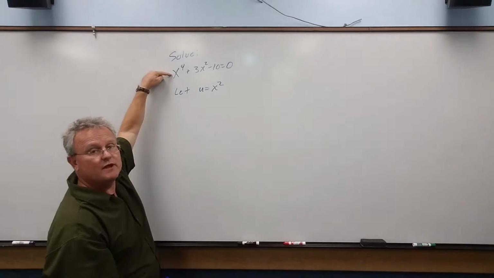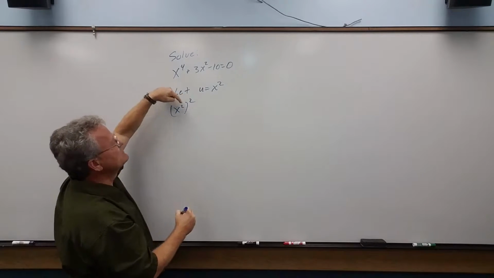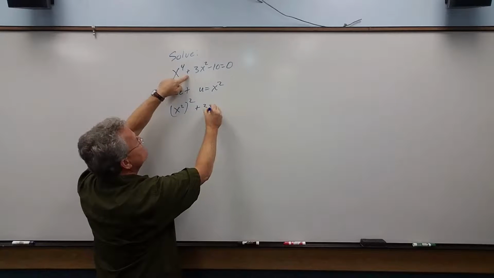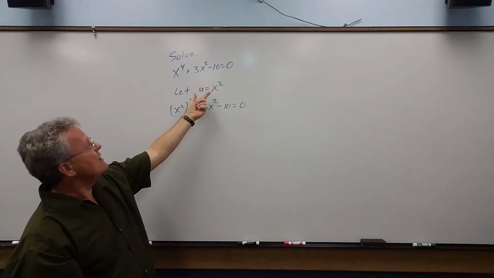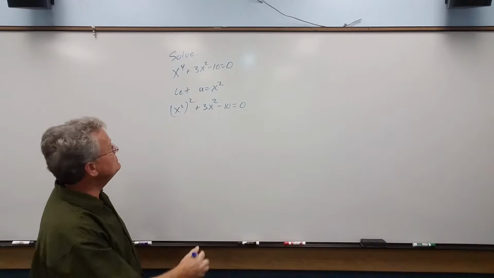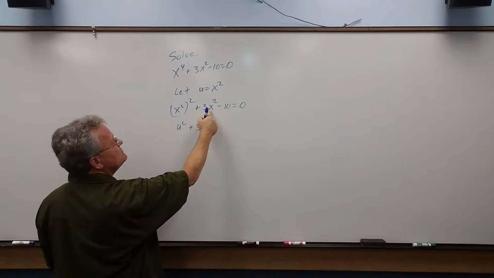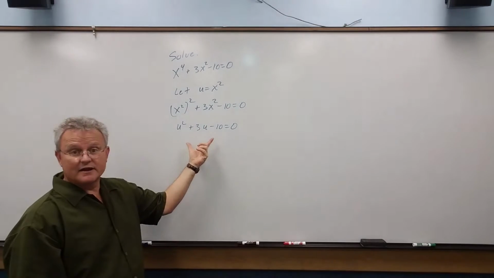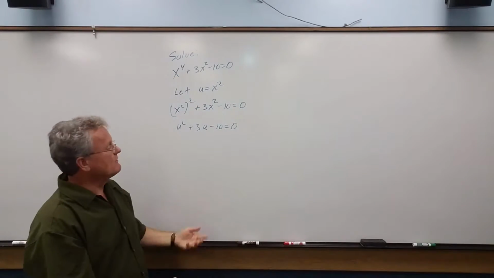X to the fourth we can think of as x squared, multiplying the exponents, we get x to the fourth. This we can just write as plus 3x squared minus 10. And now when we let u equal x squared, everywhere there's an x squared, we plug in u. So we get u squared plus 3u minus 10. And this is a quadratic equation, hence an equation in quadratic form.